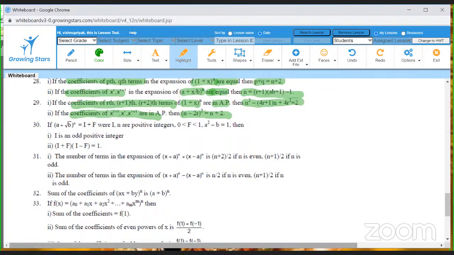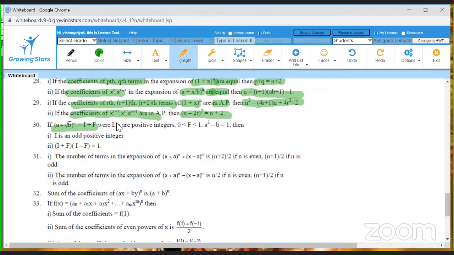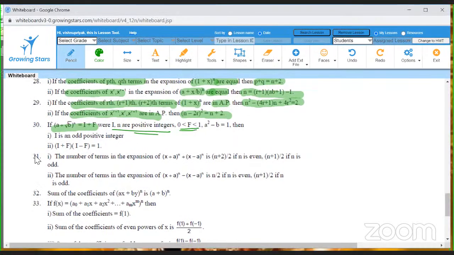I told you shortcut formulas will be very difficult to remember. But practice problems on this, you will remember. If (a + √b)^n is written as I + f, where I is an integer and f is a decimal between 0 and 1, and a² - b is also 1, so the first thing is I will be a positive integer, and (I + f)(I - f) will satisfy these two conditions.